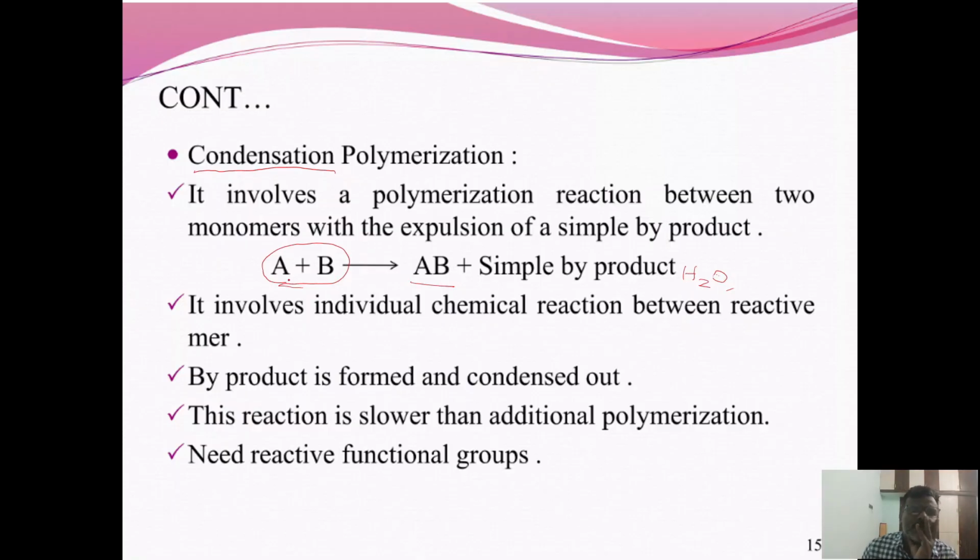The best example is nylon 6,6. I will discuss the reactions a little later. Nylon 6,6, what do we do? We take adipic acid, that is monomer 1, and hexamethylene diamine, that is monomer 2. They both will react to get the polymer. This is M1, monomer 1.